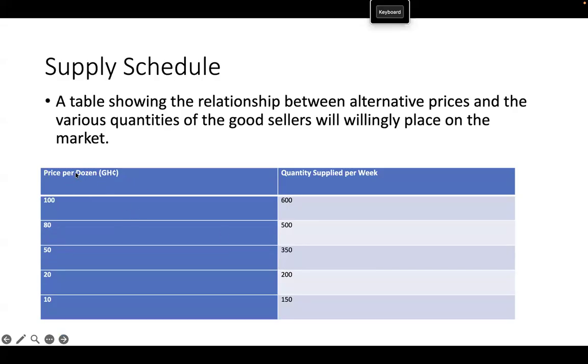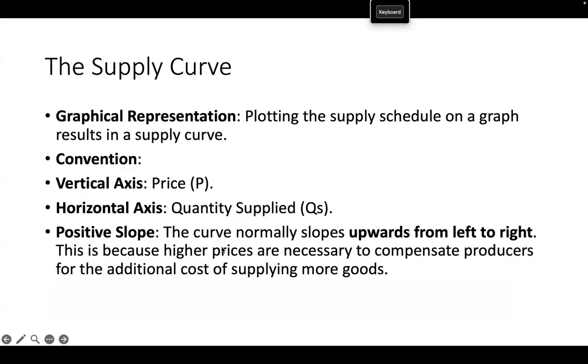So you can say that at the higher price, more product is being supplied. At the lower price, less is being supplied. So the law of supply states that at the higher price, more product is being supplied in the market, and at the lower price, the lower the quantity being supplied. So there's an upward slope in the supply curve.